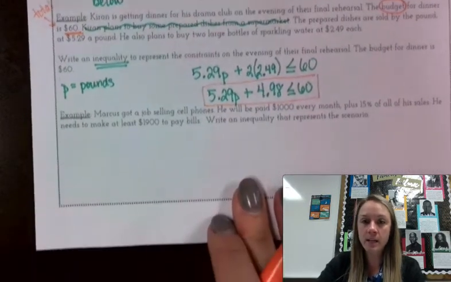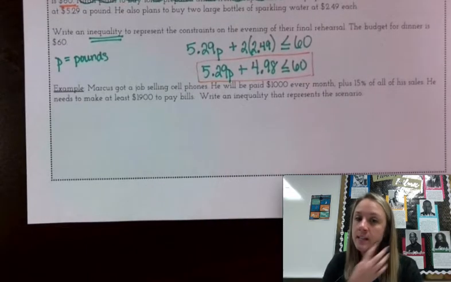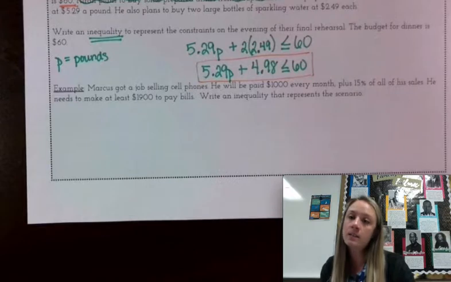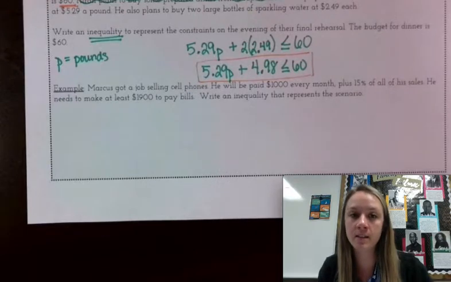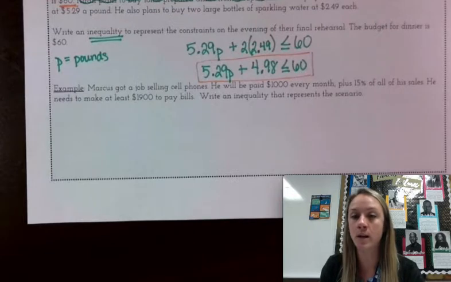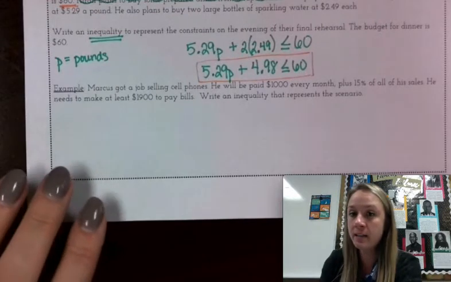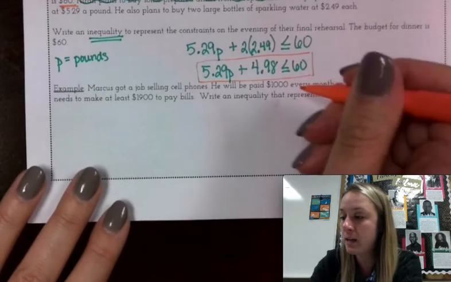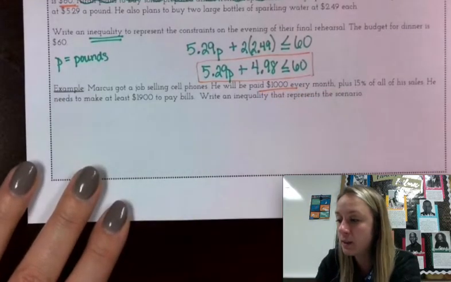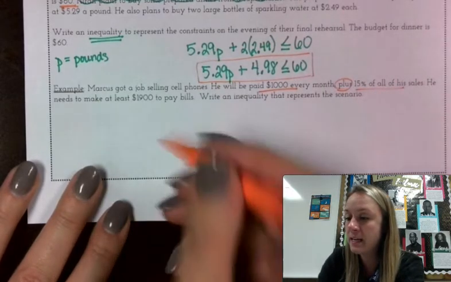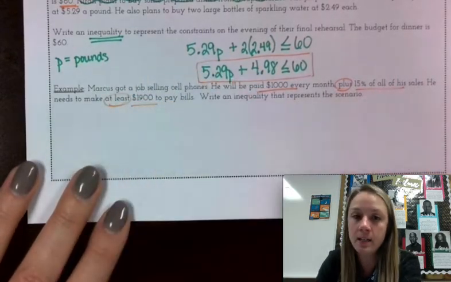The last one here is the bottom one. So Marcus got a job selling cell phones. He will be paid $1,000 every month plus 15% of all of his sales. He needs to make at least $1,900 to pay the bills. Write an inequality that represents the scenario. So the first thing I saw was he's going to be paid $1,000 every month plus 15% of all of his sales, and he needs to make at least $1,900.